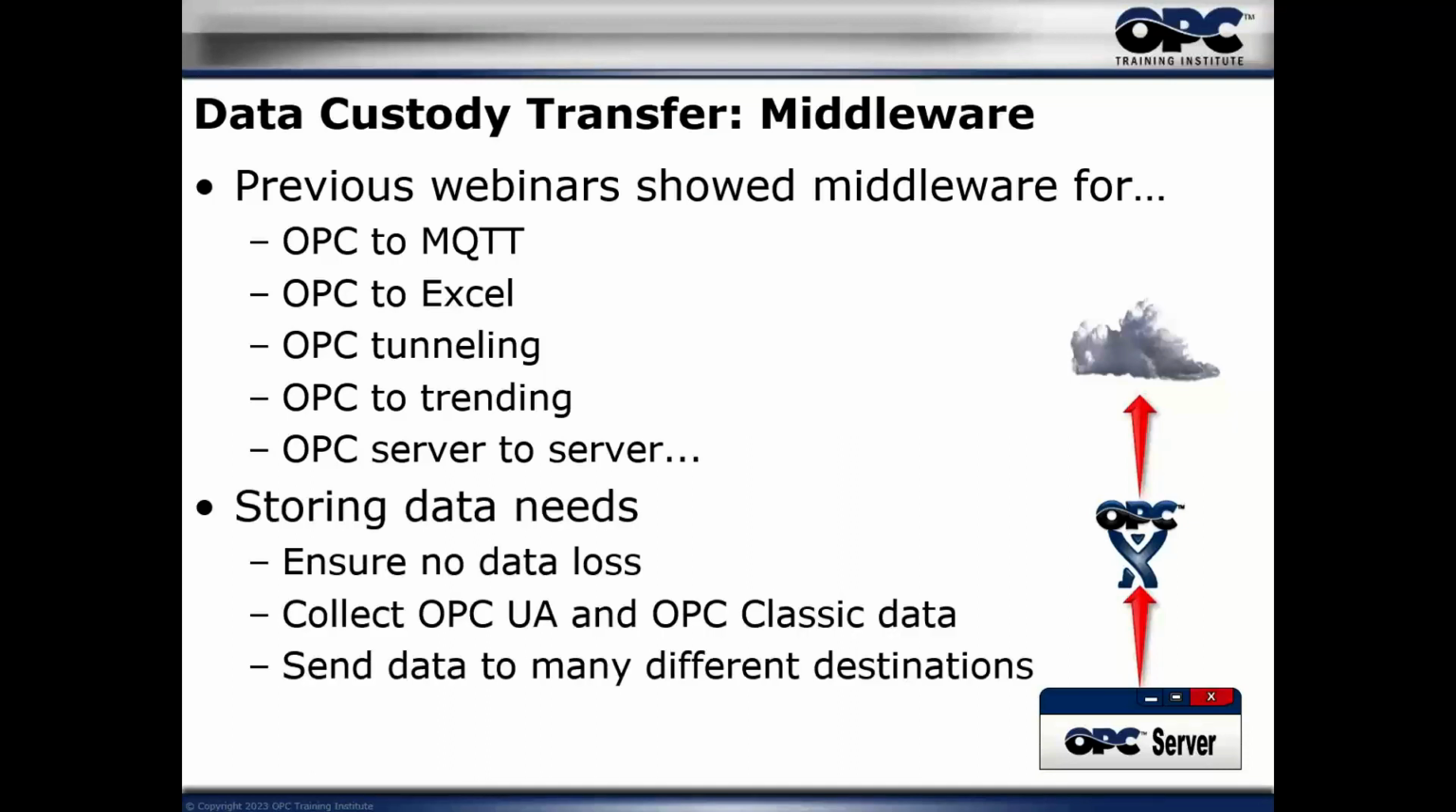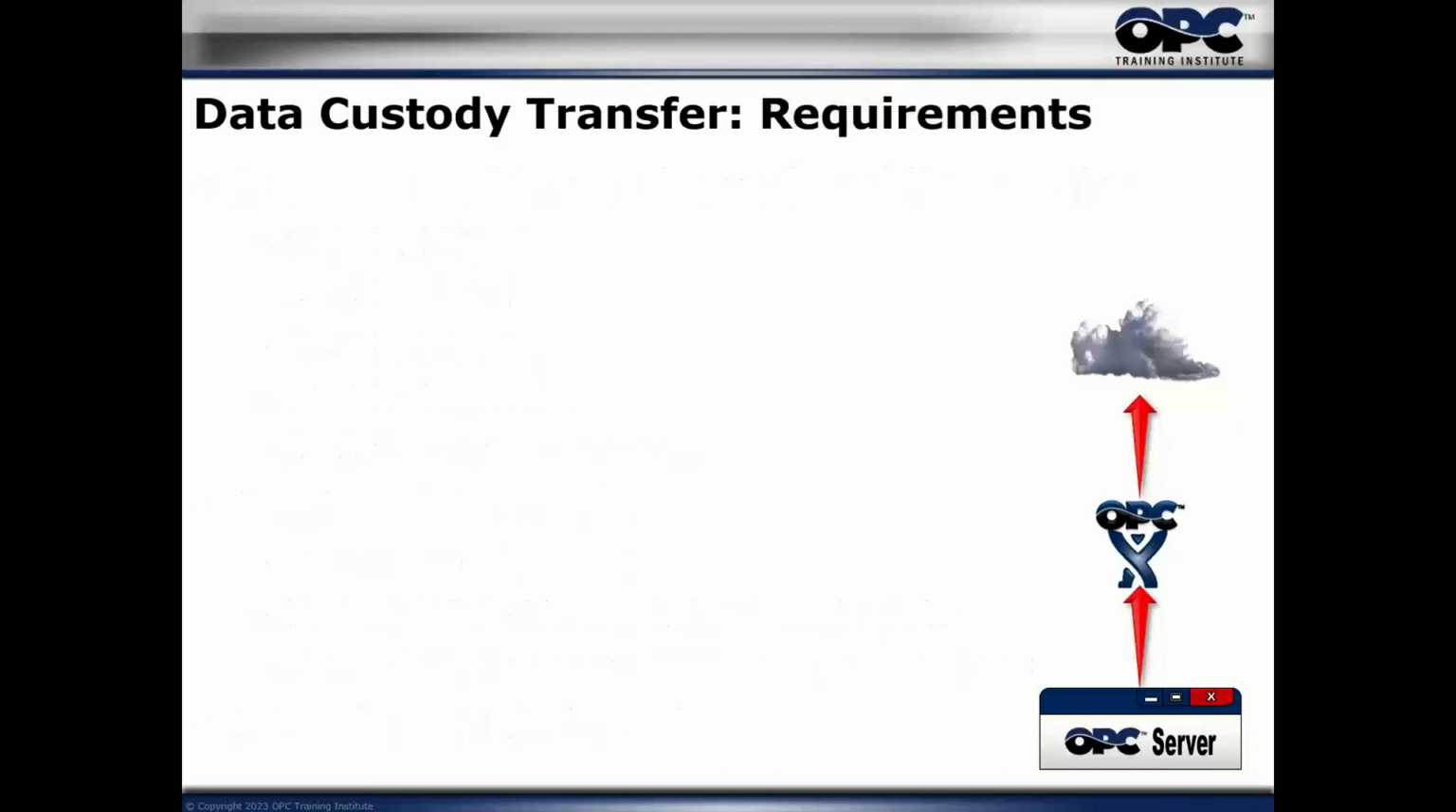And so we'll see how to make sure that there is no data loss at all, collect again data from OPC UA and DA, and send to many different destinations. And again, what this is used for is to join IT and automation.